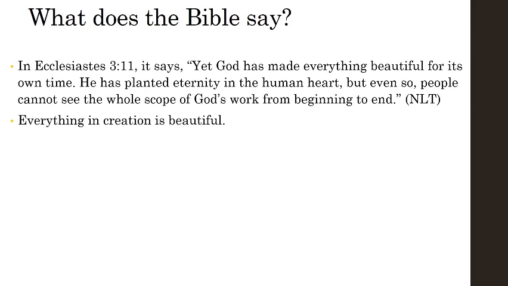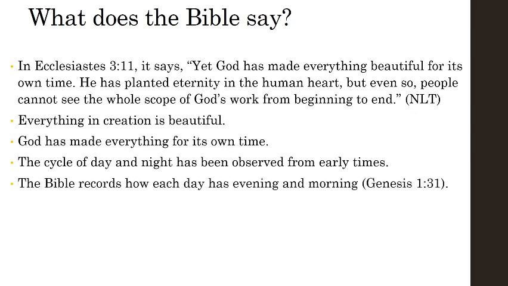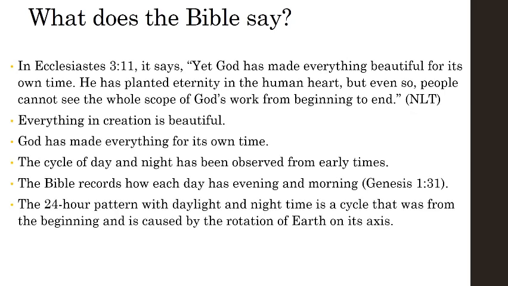Everything in creation is beautiful. Quite clearly it says that. God has made everything for its own time. And the cycle of day and night has been observed from early times. The Bible records how each day has evening and morning, and you can read about that in Genesis chapter 1. The 24-hour pattern with daylight and nighttime is a cycle that was from the beginning and is caused by the rotation of Earth on its axis, as we saw in the last video.